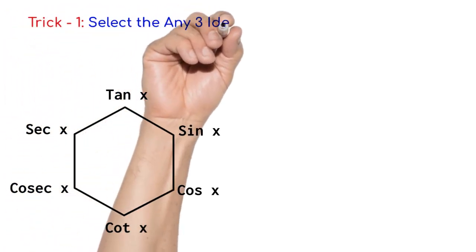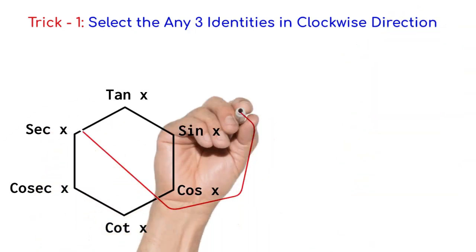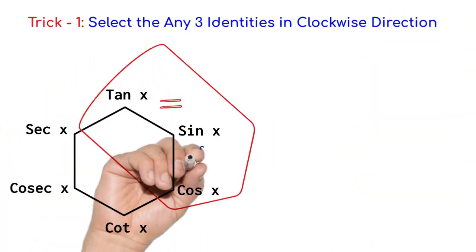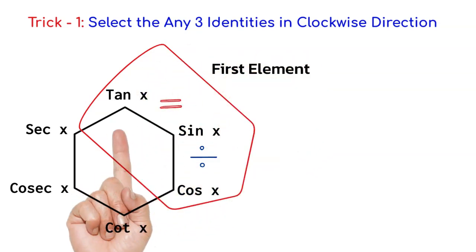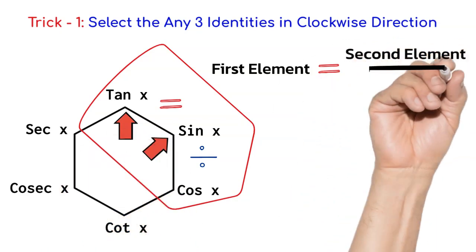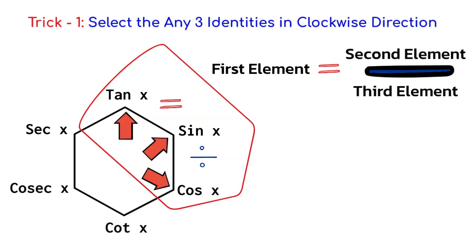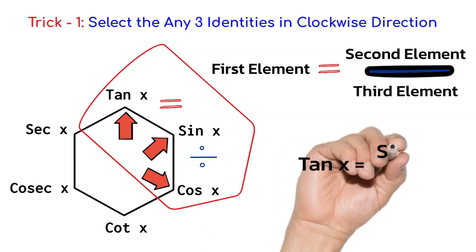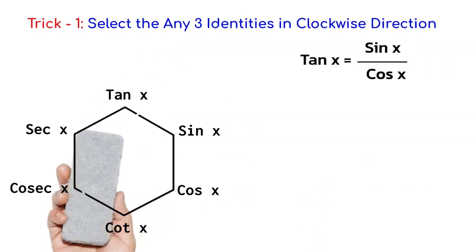The first trick is to select any three identities in the clockwise direction. So select any three identities in a clockwise direction consecutively, so that the first element is always equal to the second element divided by the third element. Therefore, we get tan x is equal to sin x divided by cos x.